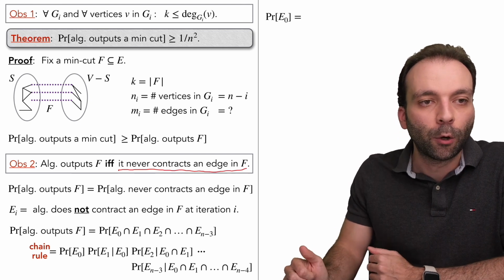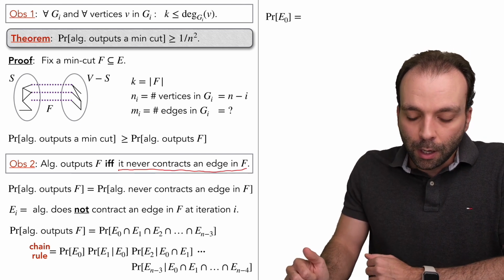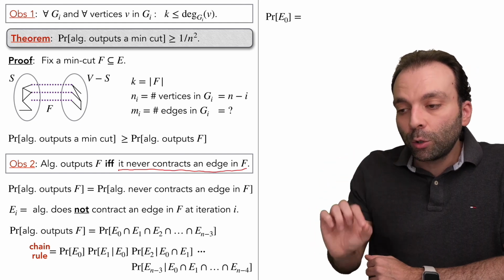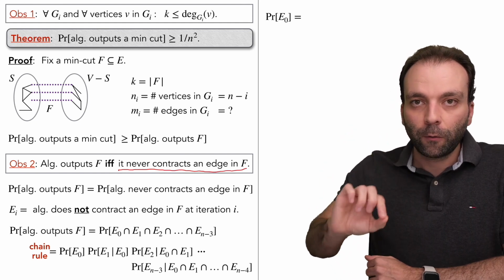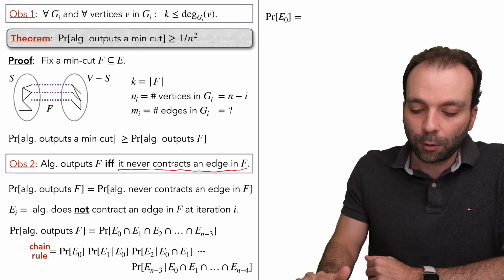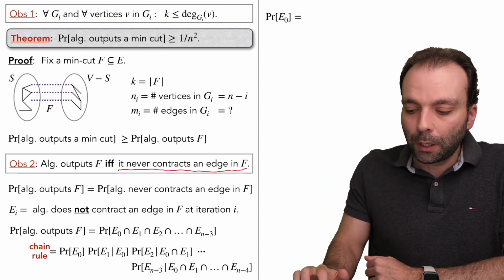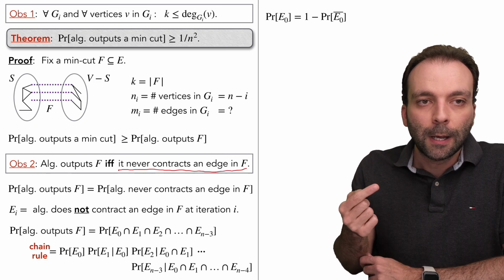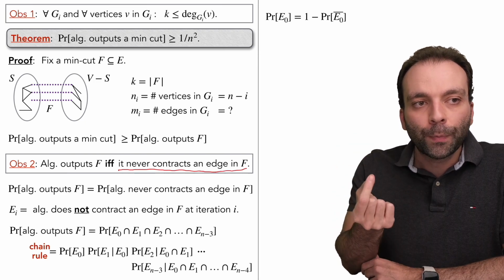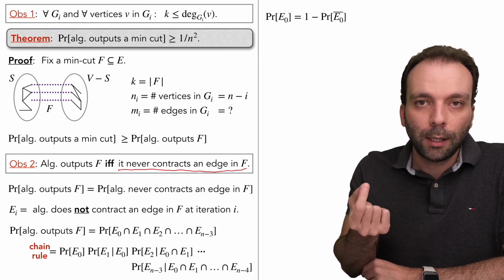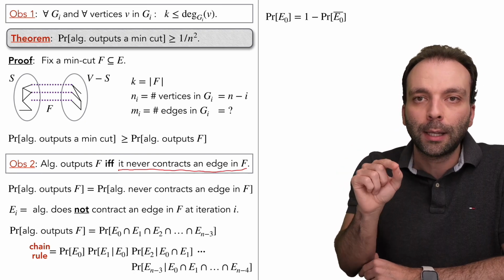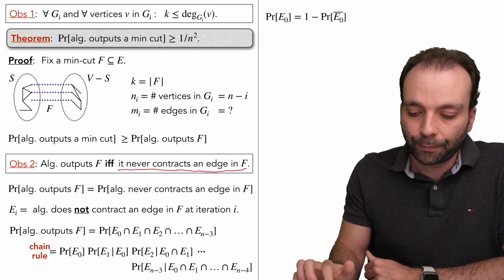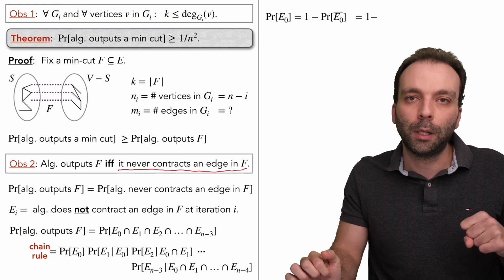We'll start with the probability of E0. So this is the probability that we do not contract an edge in F in the 0th iteration, I should say. And let's look at it from the complement. So this is 1 minus the probability of the complement of the event, which means now I want to know what is the probability that I do contract an edge in F in the 0th iteration. And what is that probability?